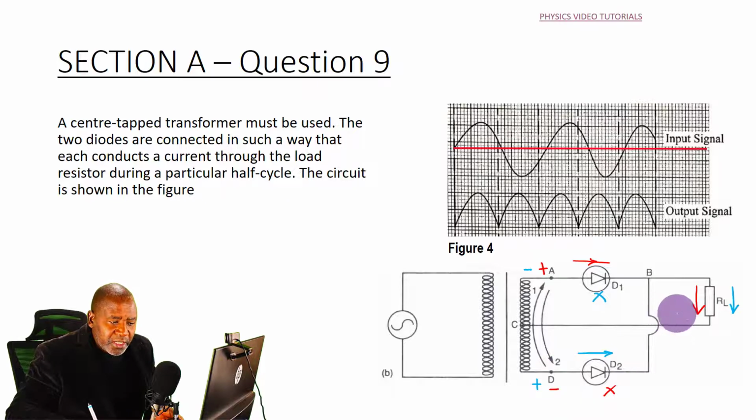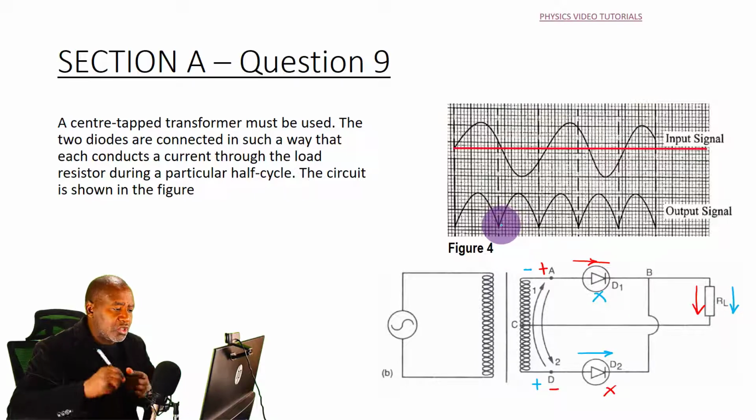So you can see that as far as the resistor is concerned, current is flowing through the same direction whether A is positive or negative, current simply flows downwards. You can see that current flows in one direction through the resistor. Whether the current changes direction or not, as far as the resistor is concerned, current flows through the same direction. And that is how we end up achieving full wave rectification using two diodes.